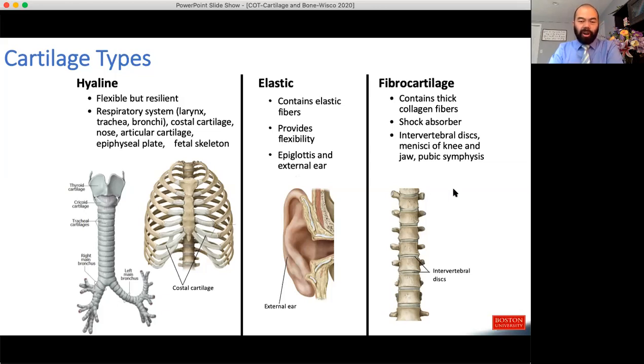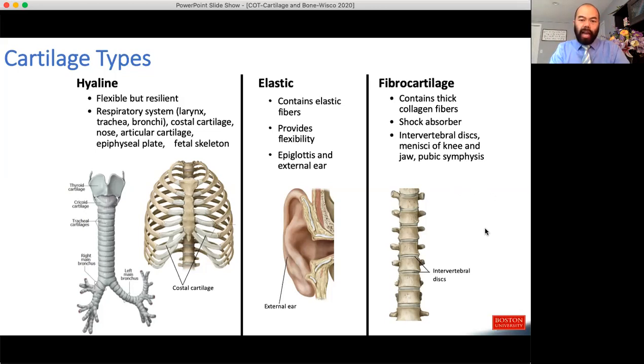The last type of cartilage is the fibrocartilage. Now this one contains really thick collagen fibers. It's a really good shock absorber, and it's found in the outer rim of the intervertebral discs, the menisci of the knee, the menisci of the jaw, the so-called TMJ or temporomandibular joint, and the pubic symphysis.